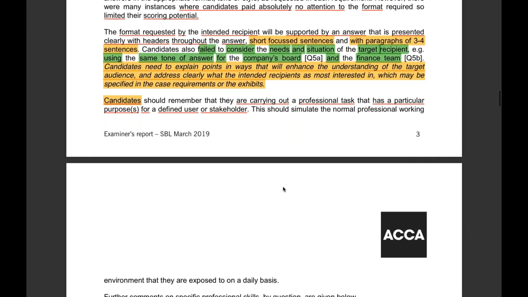Again, how candidates can get more marks. You need to explain points in ways that will enhance the understanding of the target audience, and address clearly what the intended recipients are most interested in, which may be specified in the case requirements or the exhibits.